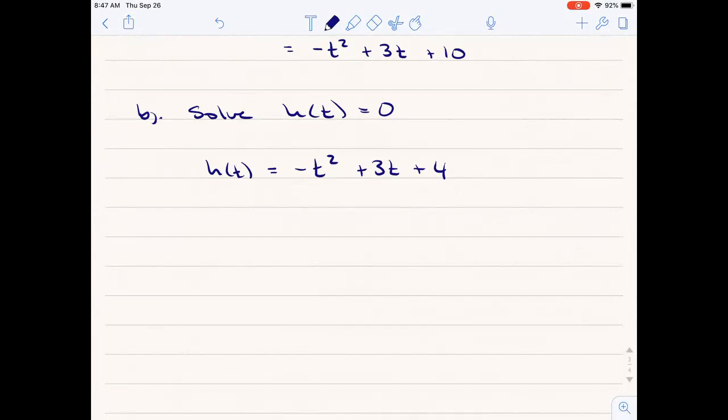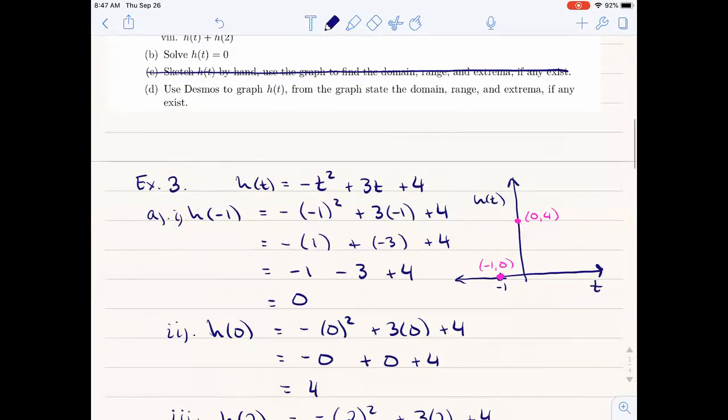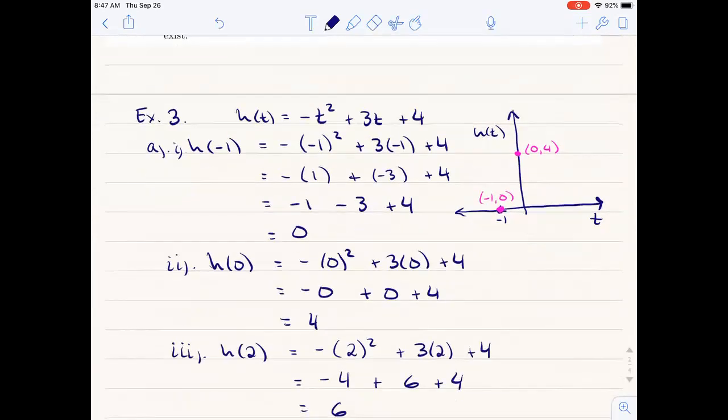What does that mean? It means we're solving for all the points where this line crosses the x-axis, right? We already found one of those points, right? Just by happenstance. Well, probably not, because there's some thought that goes into these books. At t equals -1, we found that h of t is 0. So that's one of those points. We have to find the other one.